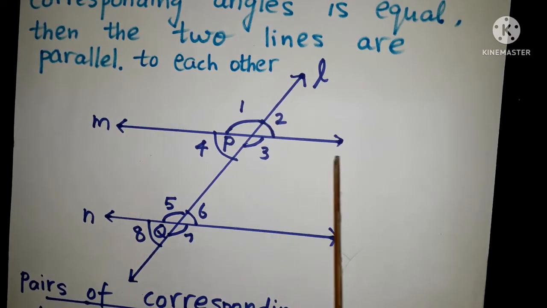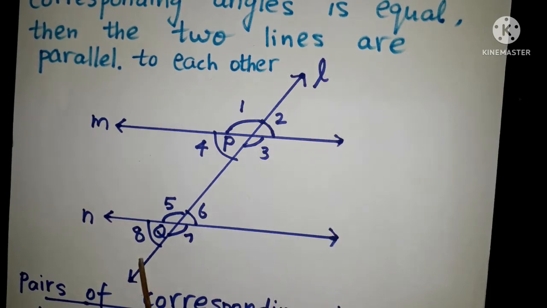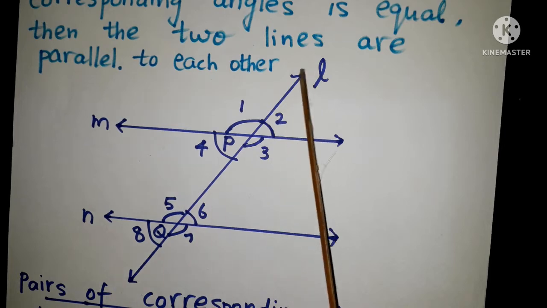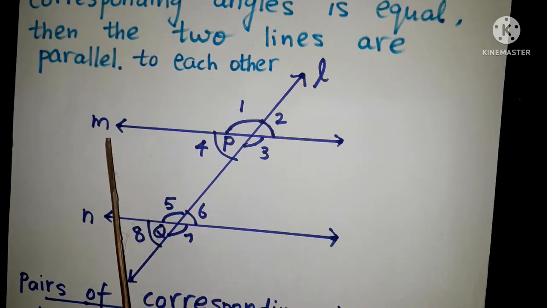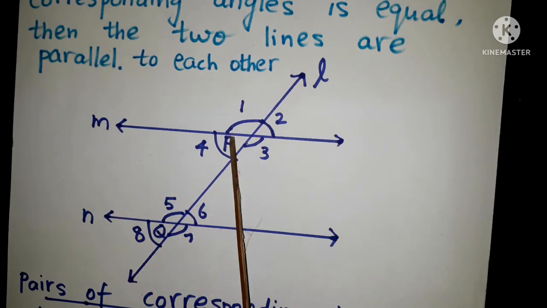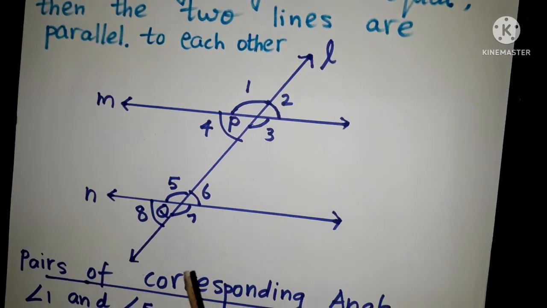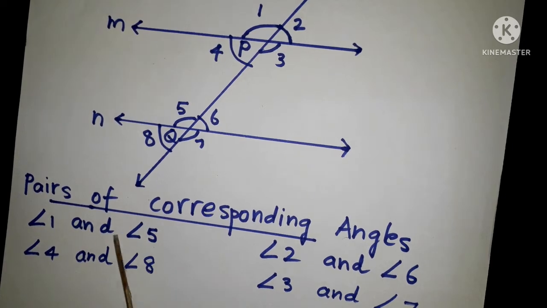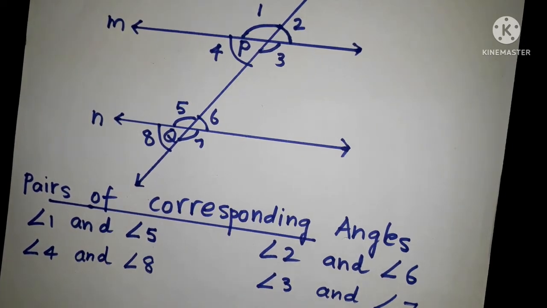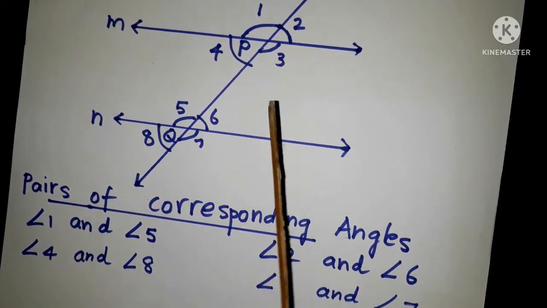This is line M, this is line N, and this is the line L. Line L is a transversal which intersects line M at point P, and line N at point Q. So, there are four pairs of corresponding angles formed in this diagram.